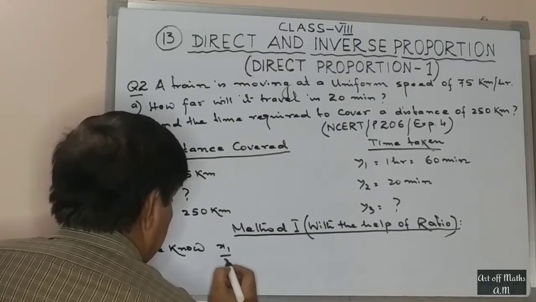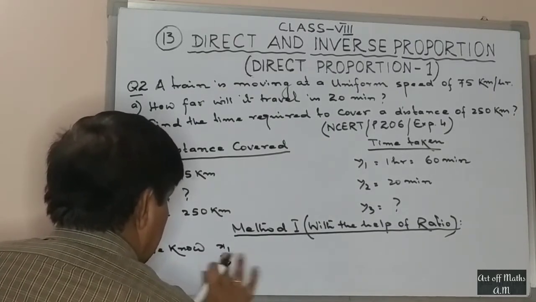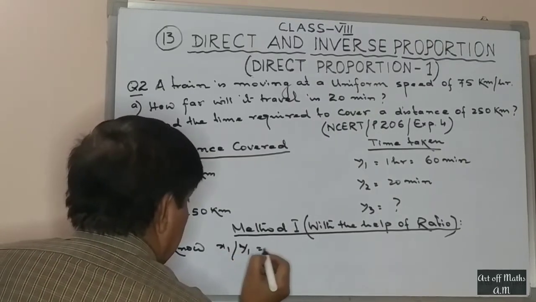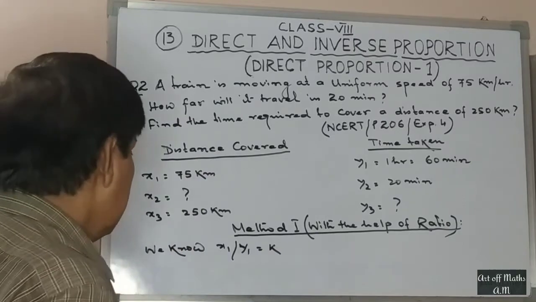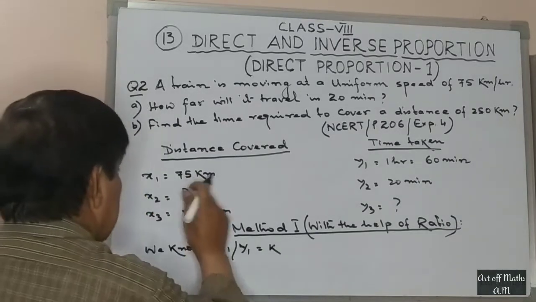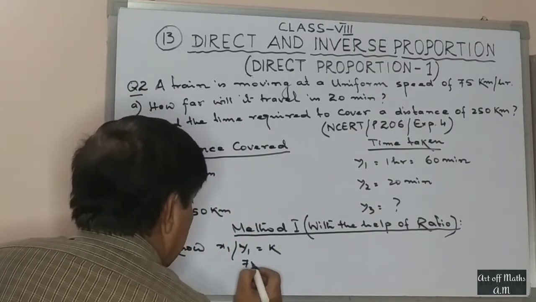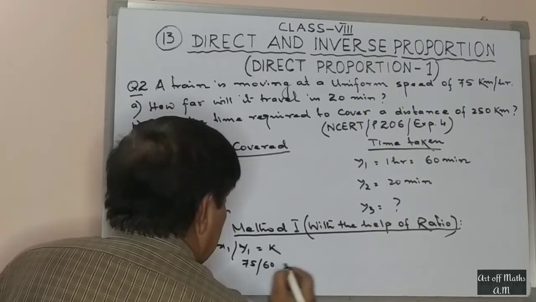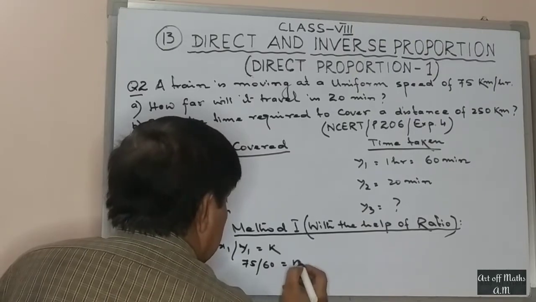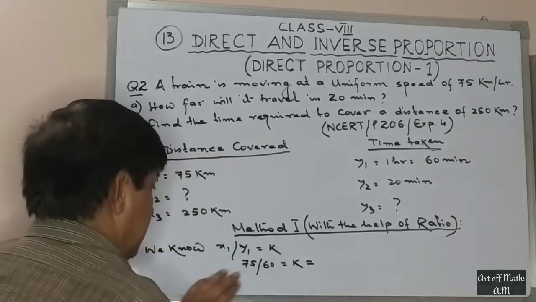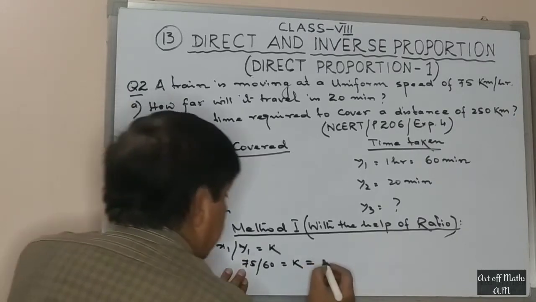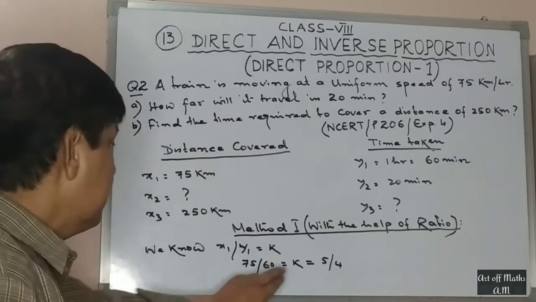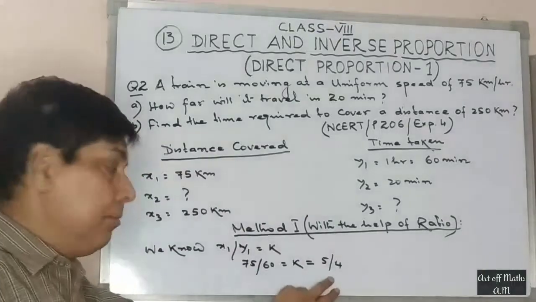We know x1 by y1 equal to k. What is x1? That is 75, divided by y1, 60, equal to k, which is equal to 5 divided by 4. This is the constant. We have 5 by 4.